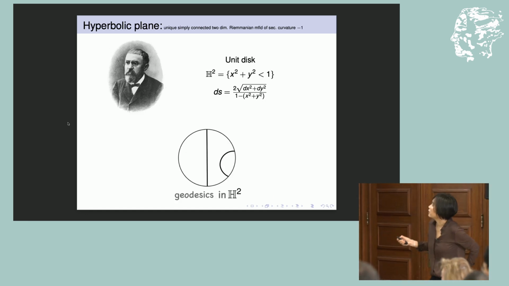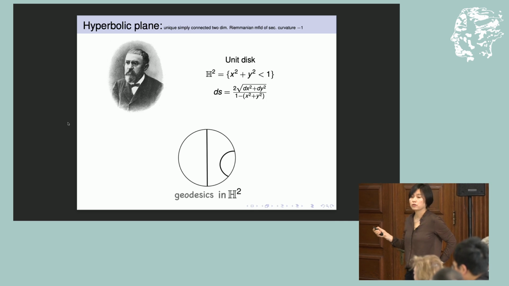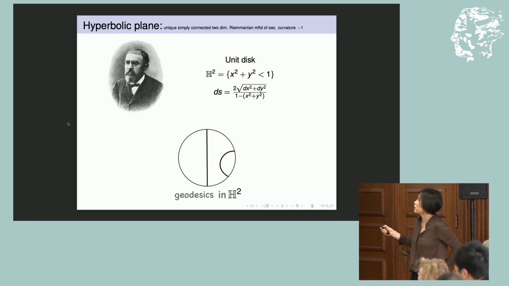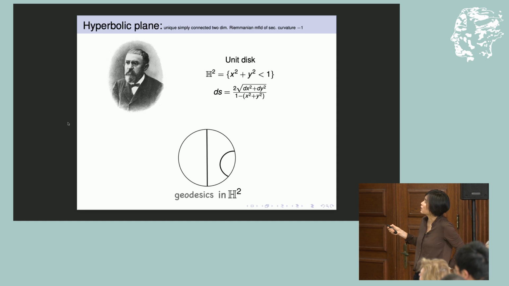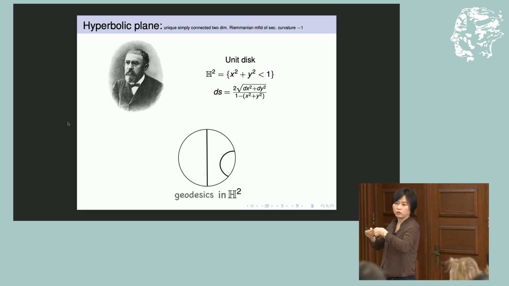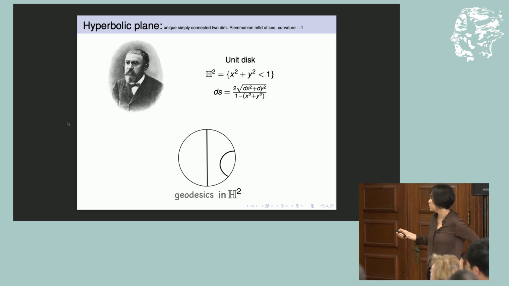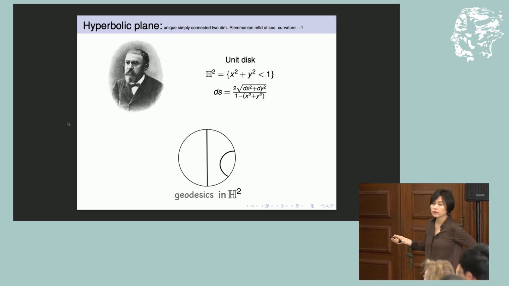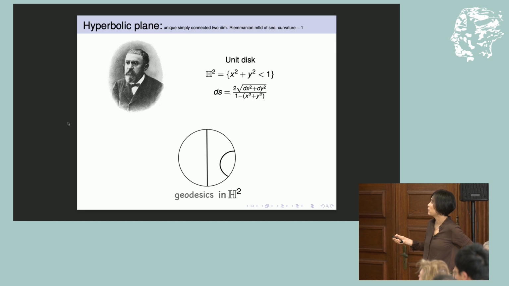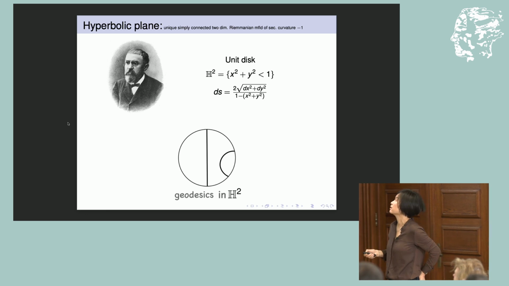Another very convenient model is the unit disk model. In the unit disk model, this is simply an open disk of radius 1, and the hyperbolic metric in this model is, again, the Euclidean metric divided by this quantity, which becomes very, very large when you approach the boundary of the unit disk. And then geodesics in this model are again lines or circles, but intersecting the boundary orthogonally. So these are geodesics in this disk model.